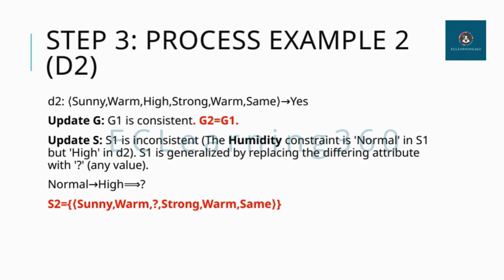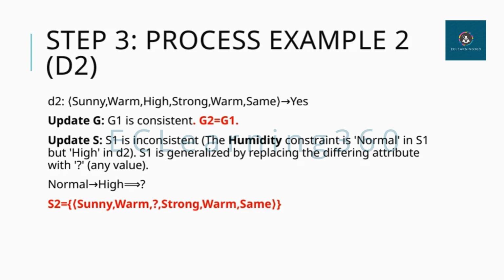Now let's look at step 3 with example 2, or D2. Here we see a specific input: sunny, warm, high, strong, warm, same, which leads us to a positive classification of yes. First, we check the consistency of our current version space. We find that G1 is still consistent, and notably, G2 remains unchanged from G1.